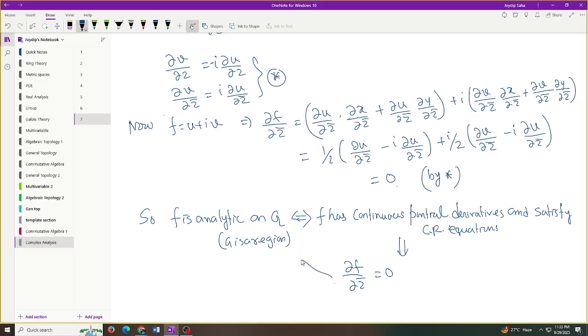is the converse true? What can you say about this part? Suppose f is a function on a region G to C. Now del f del z bar is 0. What can you say about f? Is it analytic?